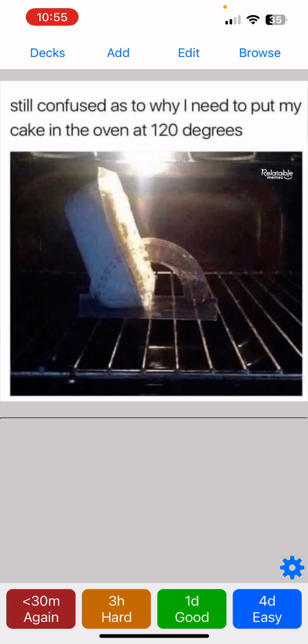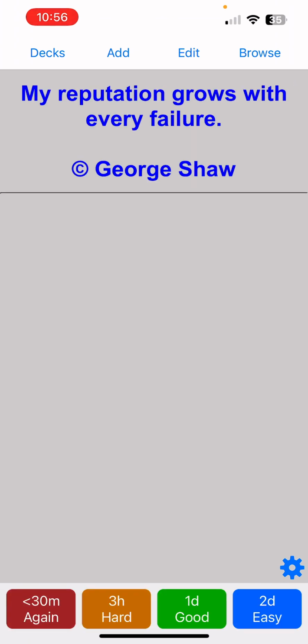Still confused as to why I need to put my cake in the oven at 120 degrees. Yo, I want to send this to my dad. Oh man, I wish he wasn't here. Yo, after I post the video, I'll send it. Oh, gee. My dad's a cook, so he's going to love this meme. Oh, my God. My reputation grows with every failure.